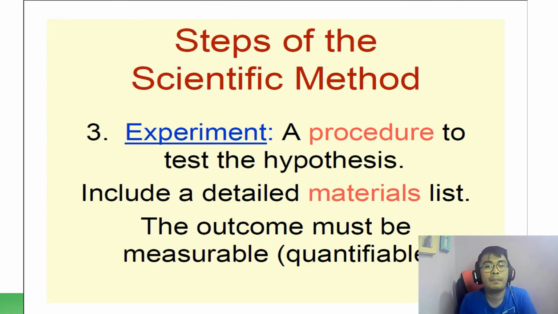Third, experiment. Conducting an experiment. An experiment is a procedure to test the hypothesis. It includes a detailed materials list, and the outcome must be measurable or quantifiable. So in your science subject, you always conduct an experiment. It's a detailed procedure in order to test if your hypothesis is true or untrue.